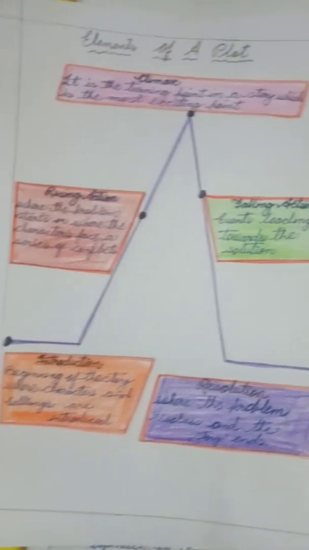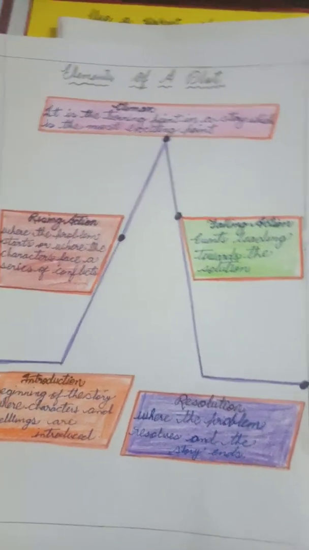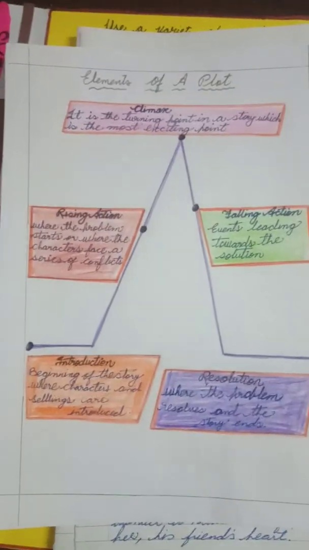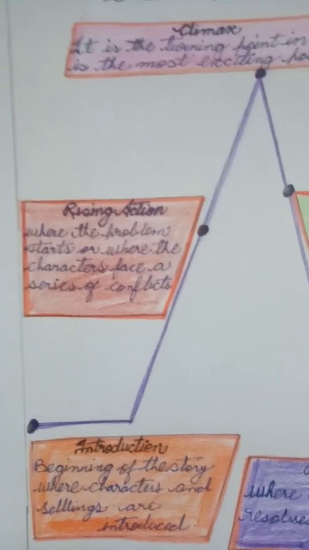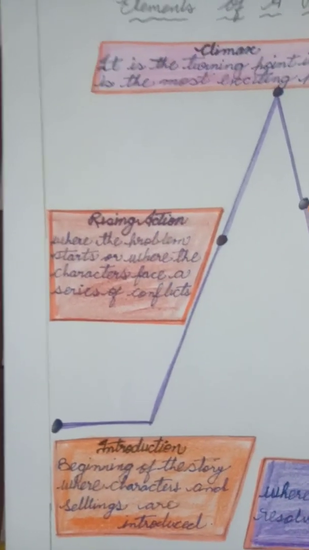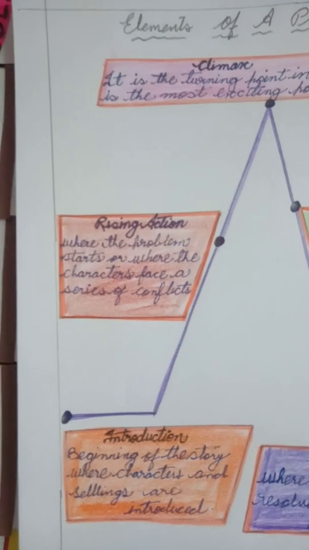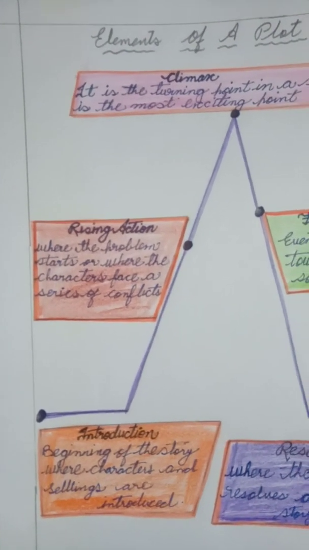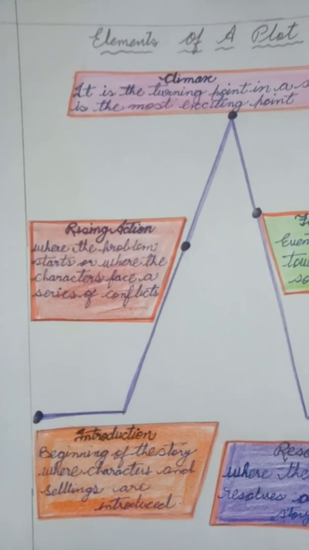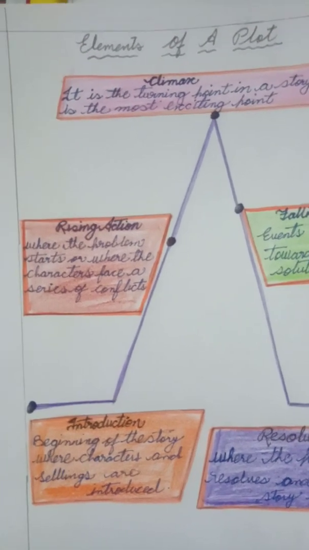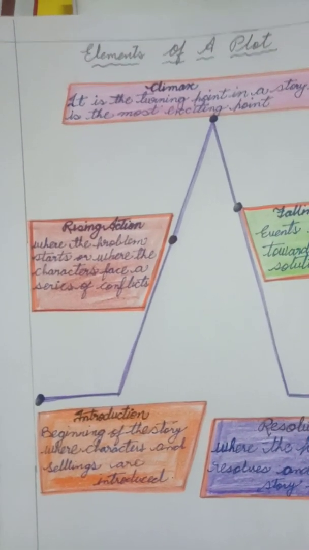So, now next is rising action. Here, this is the part where the problem starts. If we talk about the story Monkey and the Crocodile, the problem started when the crocodile's wife thought to herself that the monkey's flesh must be very sweet.